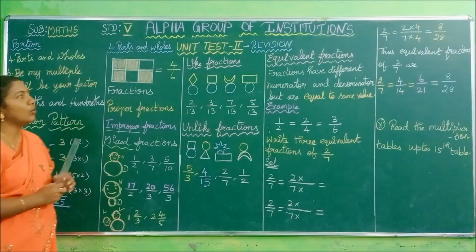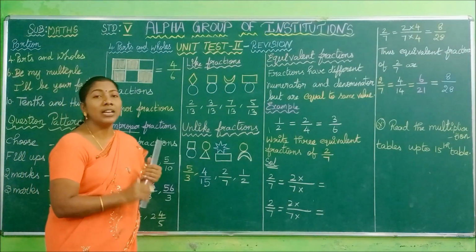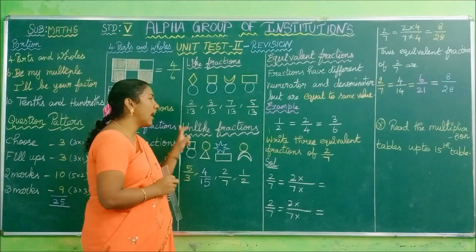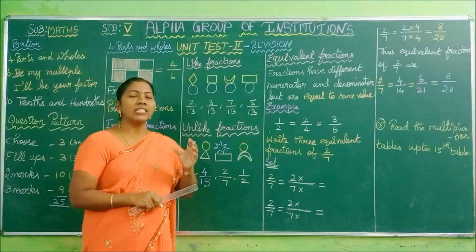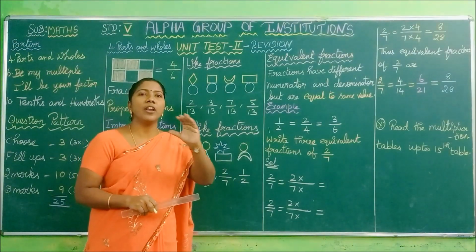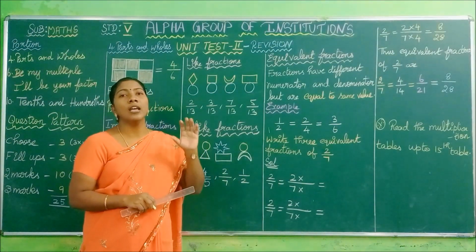Next we are going to see other types of fractions, like fractions and unlike fractions. What is meant by like fractions? If the fractions have the same denominator, then we call them like fractions.